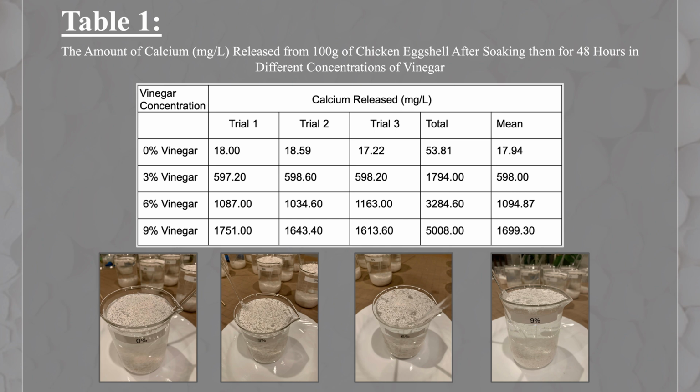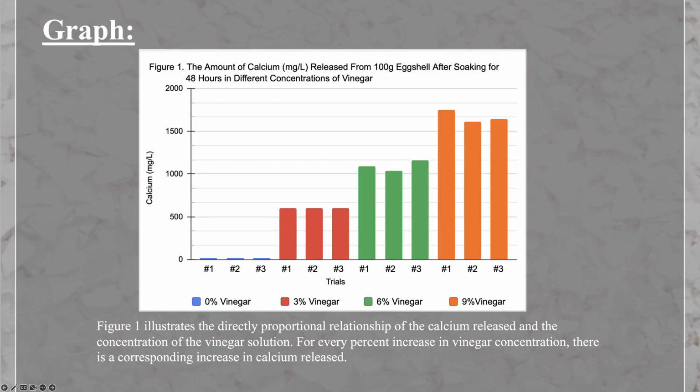Table 1 shows the amount of calcium released from 100 grams of chicken eggshell after soaking them for 48 hours in different concentrations of vinegar. This graph illustrates the directly proportional relationship of the calcium released and the concentration of the vinegar solution.